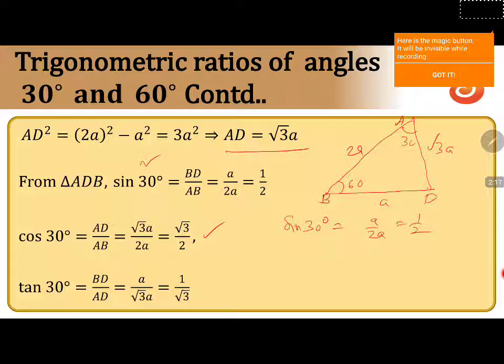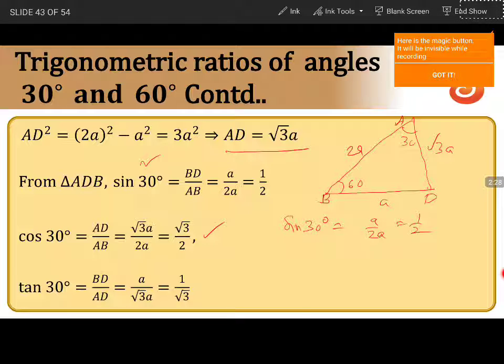Tan 30 is equal to BD by AD. So that's how you get the values here.